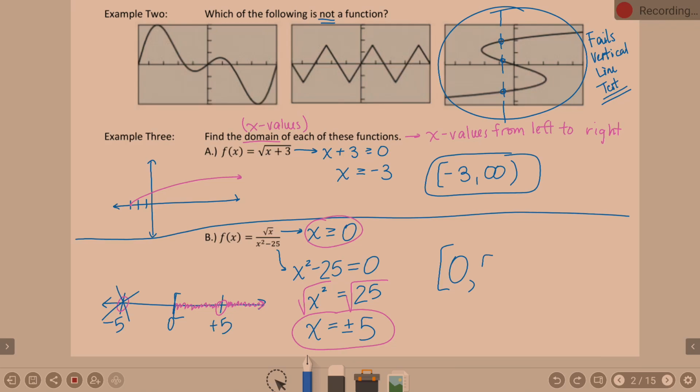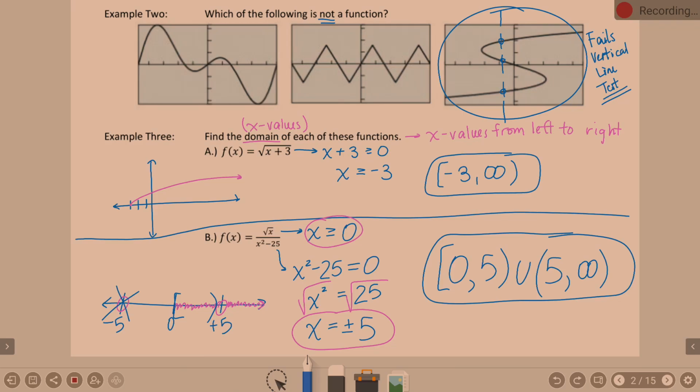5, with a parenthesis because 5 is not included. Union, because we're going to have more than one answer set. Where does my second piece begin? It begins on the other side of 5 with a parenthesis to positive infinity, which always uses parenthesis. Now, that's me just looking at the equation. Noticing that there's a square root that has to be positive, and noticing that there's a denominator that cannot equal 0.